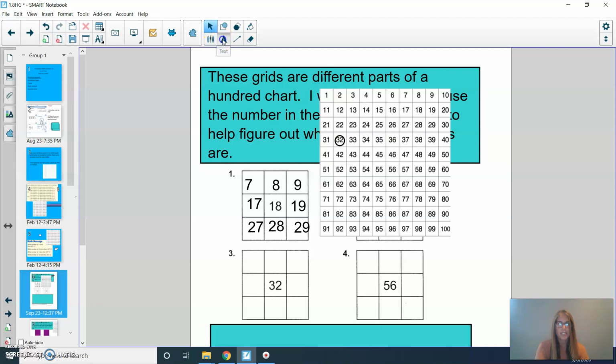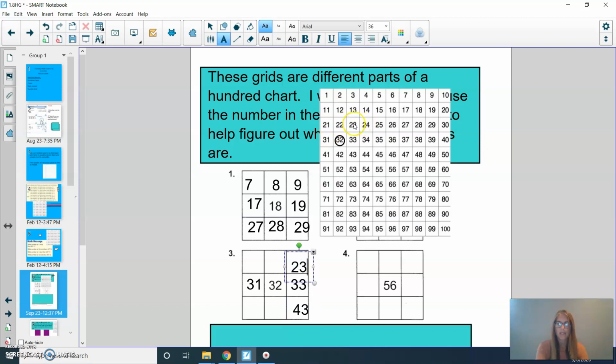And again, I'm going to do the same thing. So I'm going to think, okay, what's 1 less than 32? Would be 31. And then if I think what's 1 more than 32, I would have 33. Then maybe I want to stay at my 33 and I could think, okay, 10 more than 33 would be 43. 10 less than 33 would be 23.